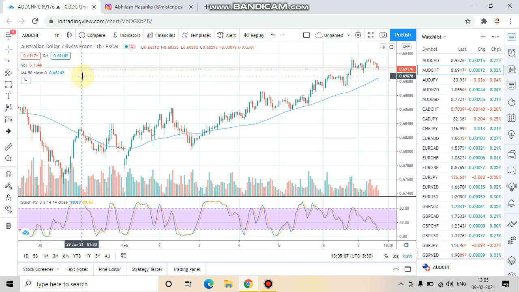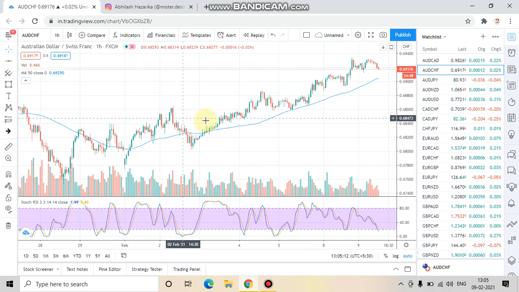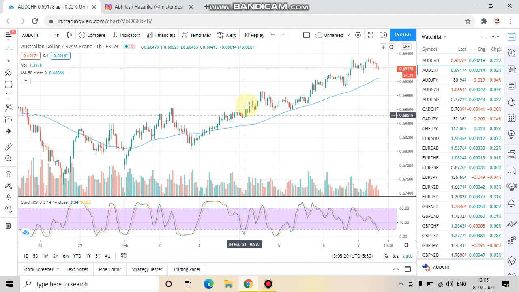Okay, if you're already in a trade, hopefully you are in a buy position because it is a trending market. So I'll say that if you have got some risk appetite, then just be along with the trade as long as the price is above this 50 period moving average. That's it. It's a simple strategy.